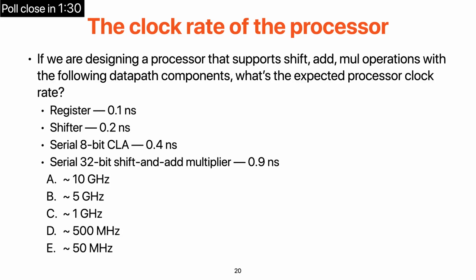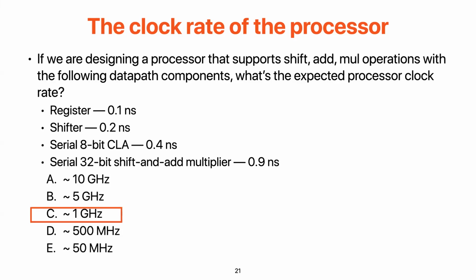So the same thing here is that the processor has all these components, and our clock cycle time depends on which component is the slowest. So in this case, the clock cycle time is still 1 gigahertz.